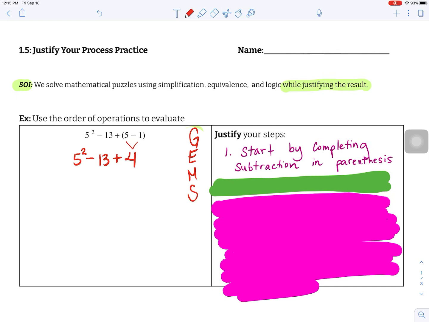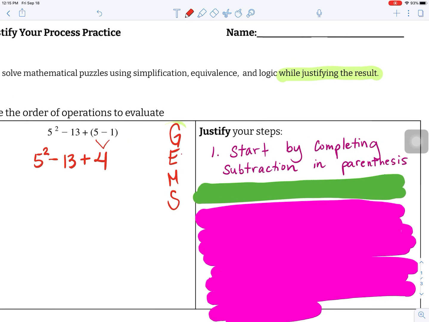Okay? So when I think about the next step of GEMS, do I have any exponents? I sure do. So this is going to be the next thing that I do. Remember that 5 with that little 2 on it does not mean 5 times 2. It means 5 multiplied by itself. So 5 times 5, or 25.